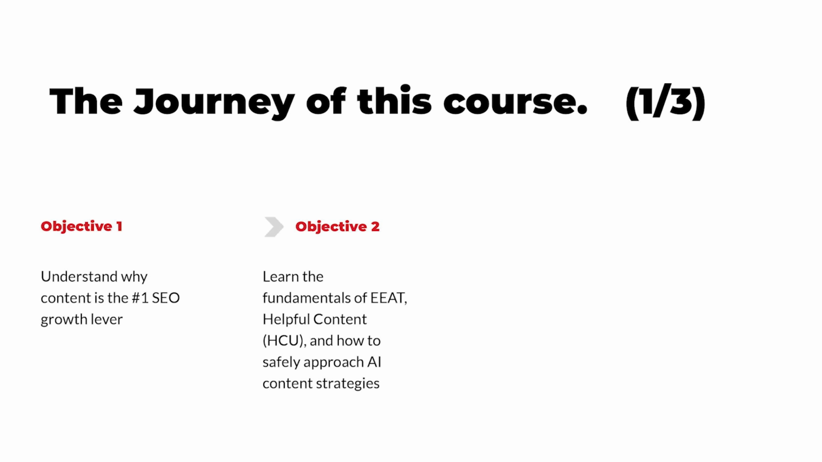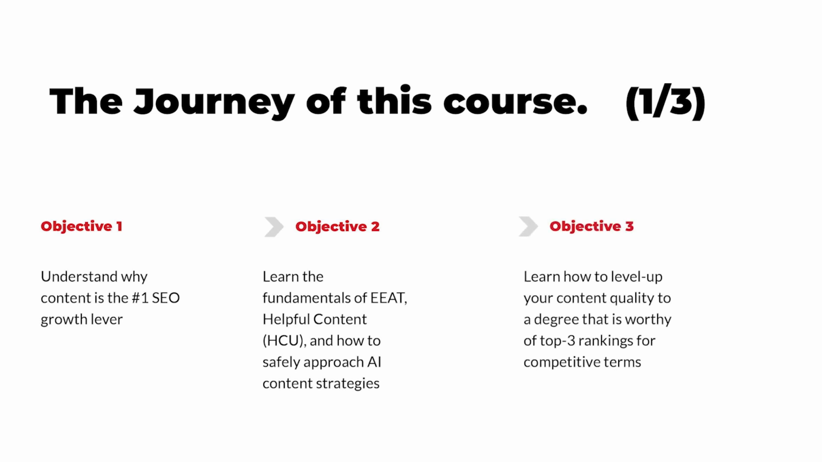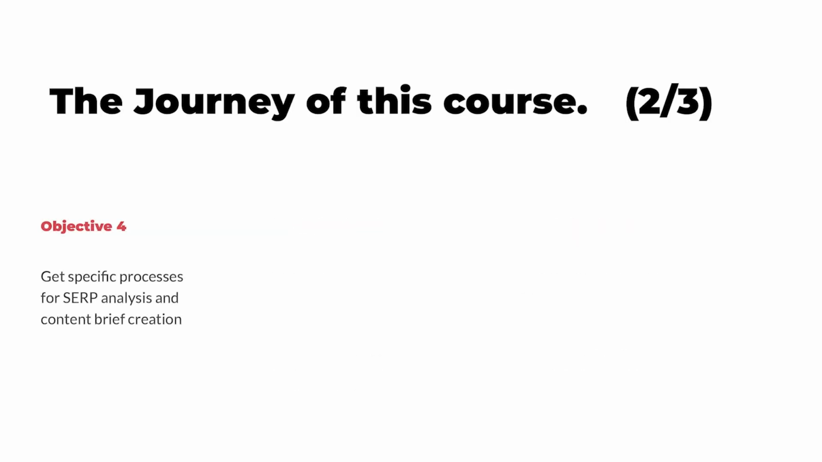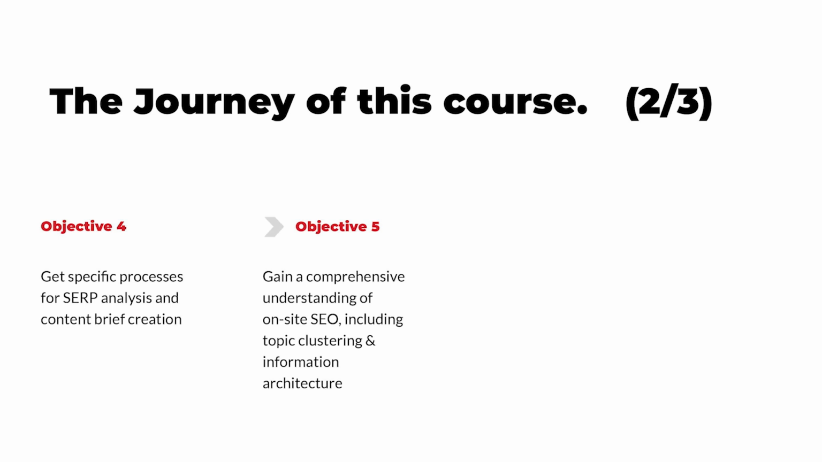Objective number 2 is to learn the fundamentals of EEAT, helpful content, also called HCU, and how to safely approach AI content strategies. Objective number 3 is to learn how to level up your content quality to a degree that is worthy of the top 3 rankings for competitive terms. Objective 4 is to get specific processes for SERP analysis and content brief creation. Objective 5 is to gain a comprehensive understanding of on-site SEO, including topic clustering and information architecture.